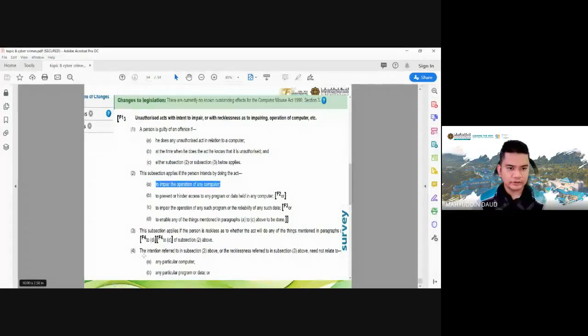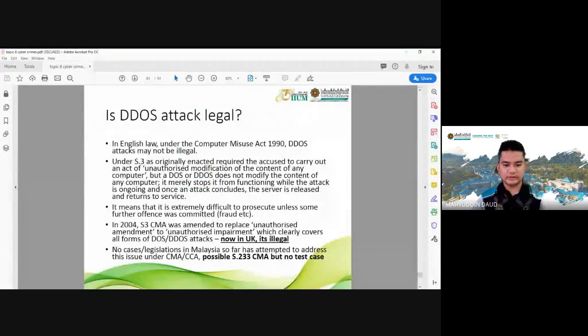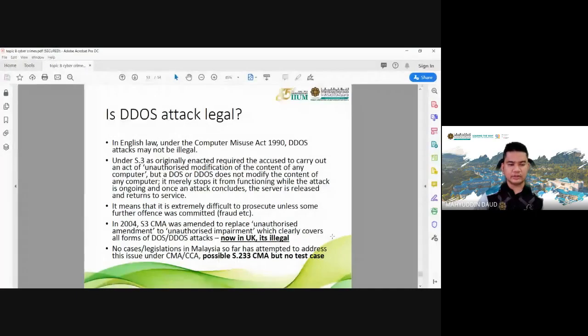So as far as Malaysia is concerned, we don't have any test case as of yet on DDoS attack. We can possibly use Section 233 for improper use of network facility. But remember, 233 is about publication of illegal content with intent to annoy, abuse, or harass any person. Can these elements be aligned with a DDoS attack? I'm pretty sure the context is not the same. It's not really the same.